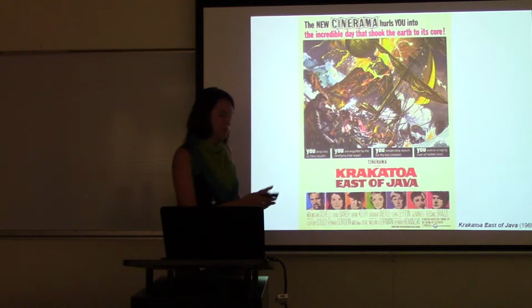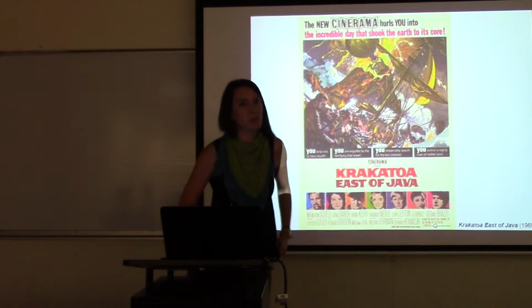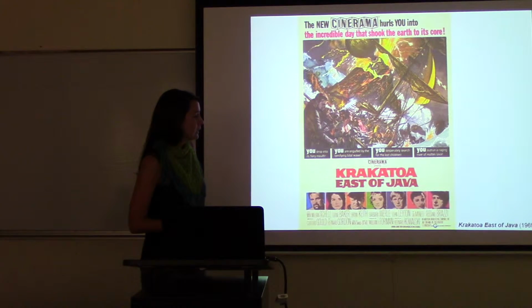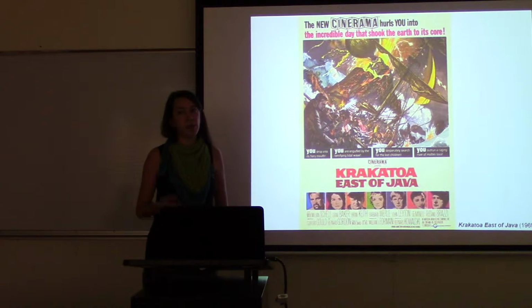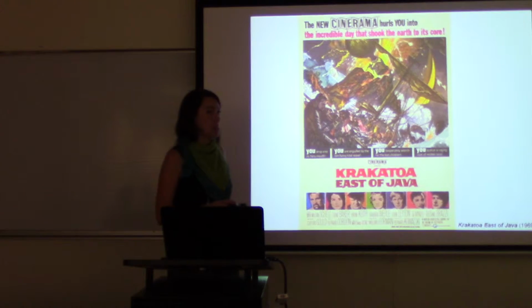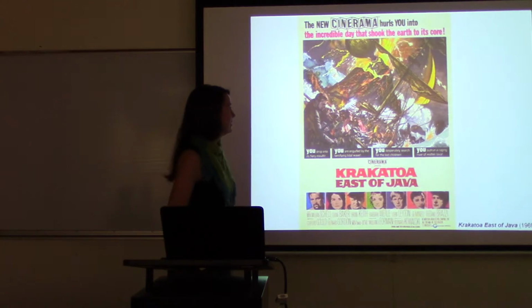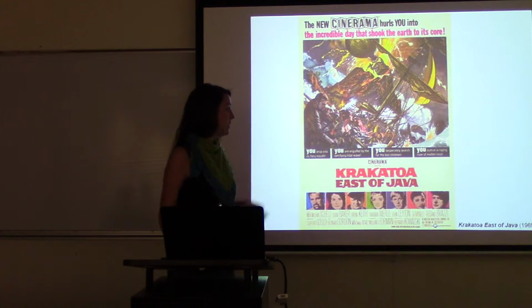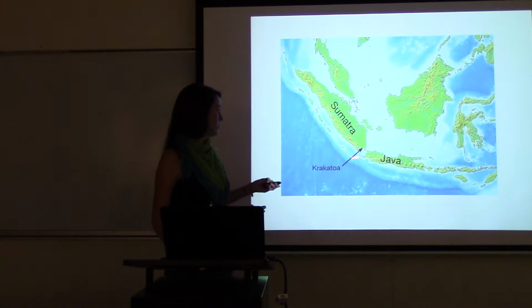But proof that Hollywood's been making bad science movies for a long time: this film is a classic, Krakatoa, East of Java, that came out in 1961, the incredible day that shook the Earth to its core. So the truthiness here is that Krakatoa was a real volcano that erupted in 1882, blew up an island, and caused a lot of unrest in that area. Big problem, though, is that Krakatoa is demonstrably west of Java.